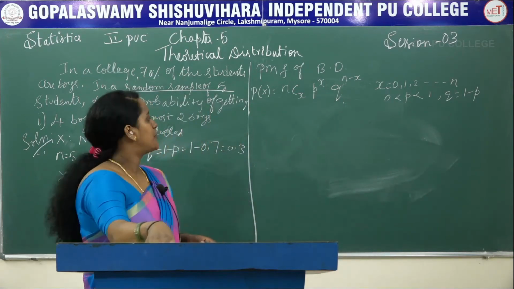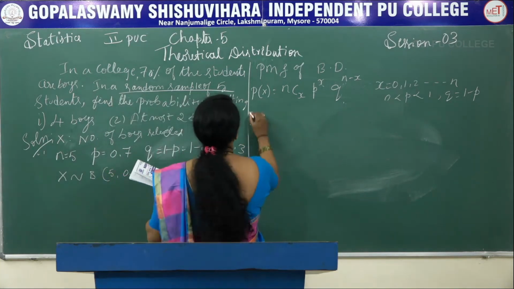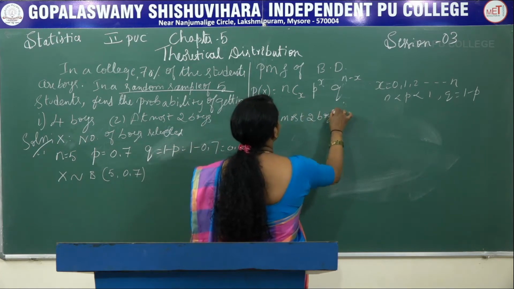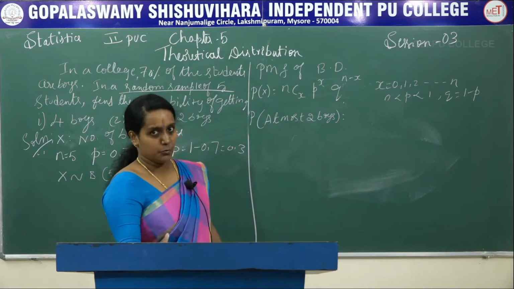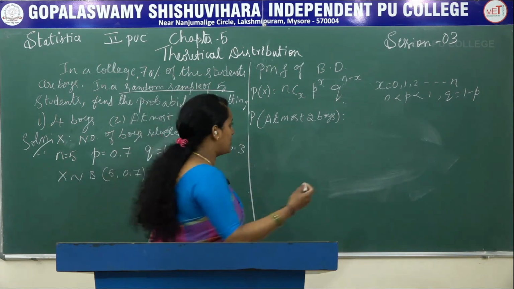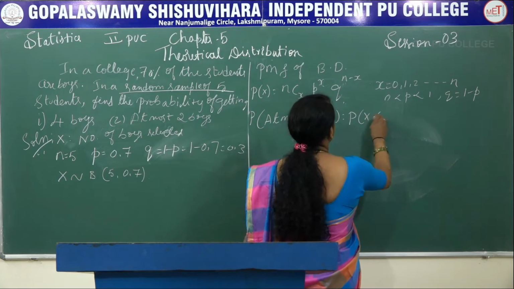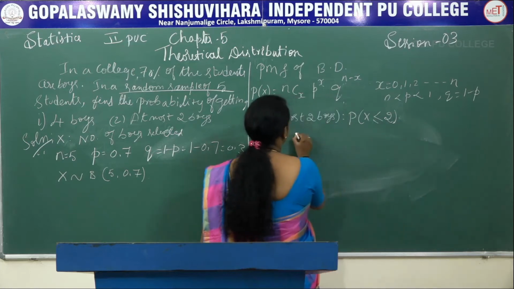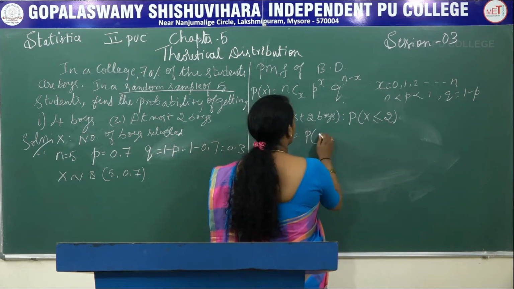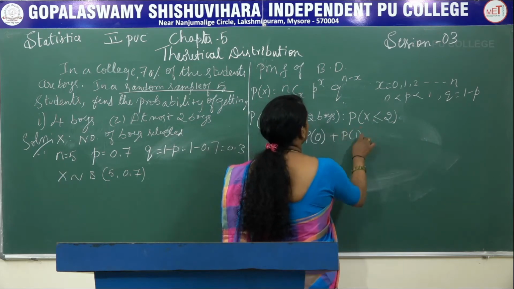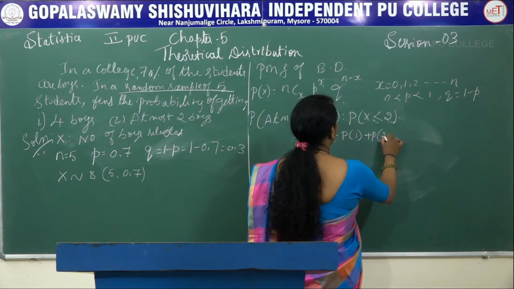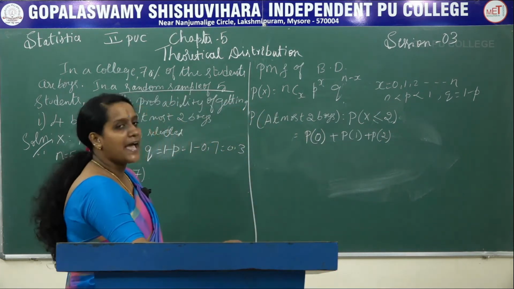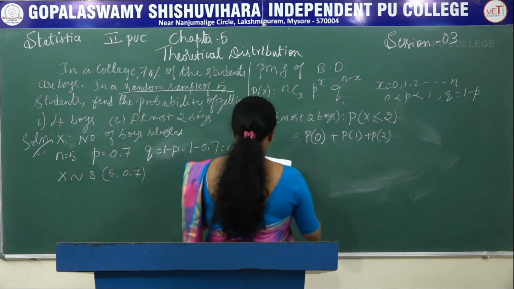Next question is the probability of getting at most 2 boys. At most is nothing but less than or equal to, okay? At most is always less than or equal to. So probability of x less than or equal to 2. Less than 2 means P of 0 plus P of 1, and equal to is there, so P of 2. So we have to find the probabilities for P0, P1 and P2, then add them.